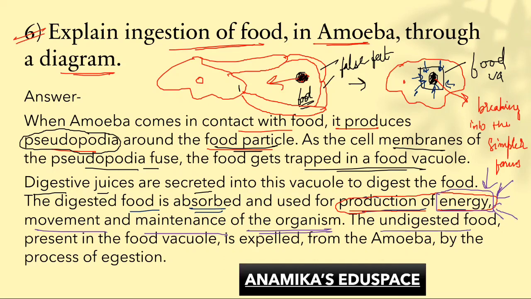Now the undigested food, that is the waste material. What will be done with it? It will remain in the food vacuole. So if this is the food vacuole, the waste material is left inside the food vacuole, right? And it is expelled from the amoeba by the process of egestion. As the amoeba is ingesting the food, similarly the amoeba is expelling the waste.